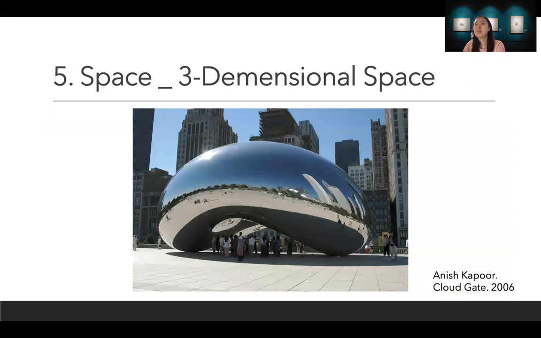And now let's move on to the fifth visual element, space. Sculpture, architecture, and all other forms with mass exist in three-dimensional space. That is the actual space in which our bodies also stand. These works of art take their character from the ways in which they carve out volumes of space within and around them.